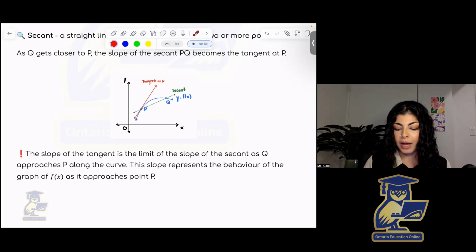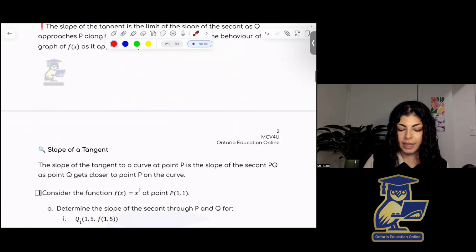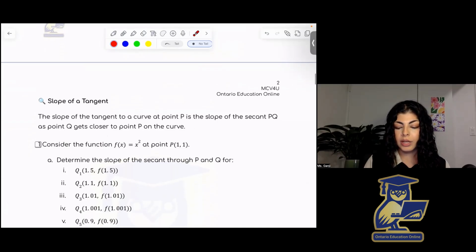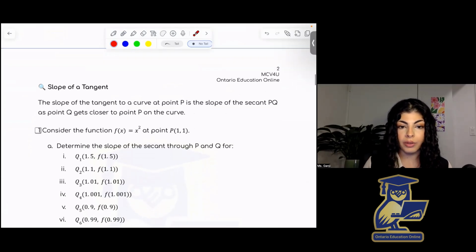So the slope of the secant represents the behavior of the graph as it approaches point P. Now, connecting that to the definition of the slope of a tangent, it is the slope of the secant PQ as point Q gets closer to the point P on the curve.